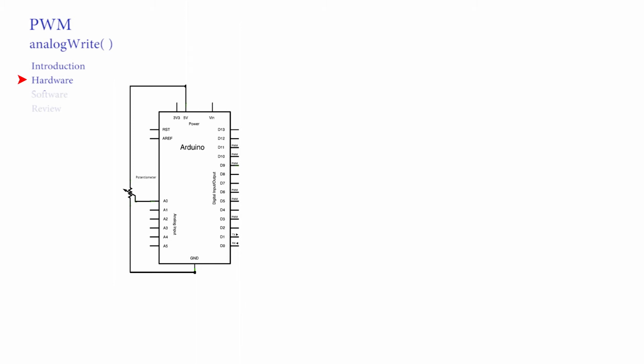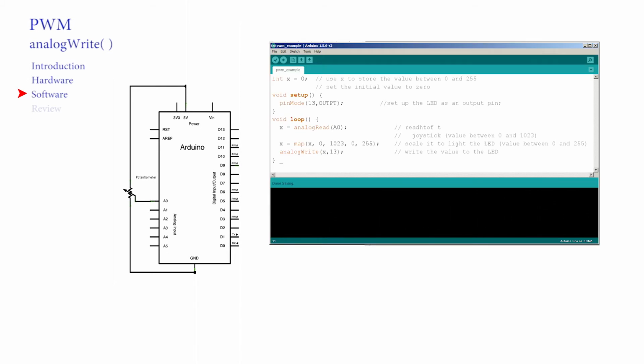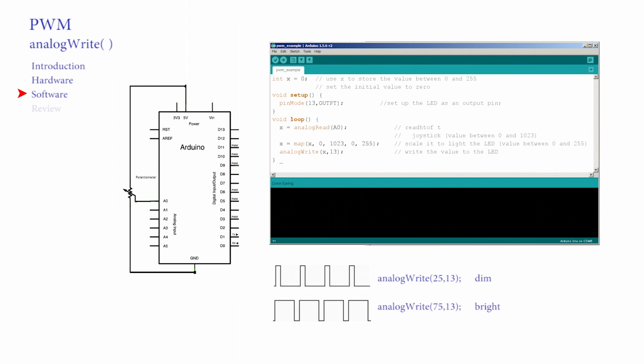Other than the analogWrite command, there is nothing new in this software. We've seen all this before. If all is working well, the LED should now be controlled by the position of the joystick. If we were to look at the signal driving the LED, it would appear to be a stream of pulses. A narrow pulse is dim, as it's more off than on, and a wide pulse is brighter, more on than off. For this reason, the technique used by the Uno to light the LED is known as pulse width modulation.